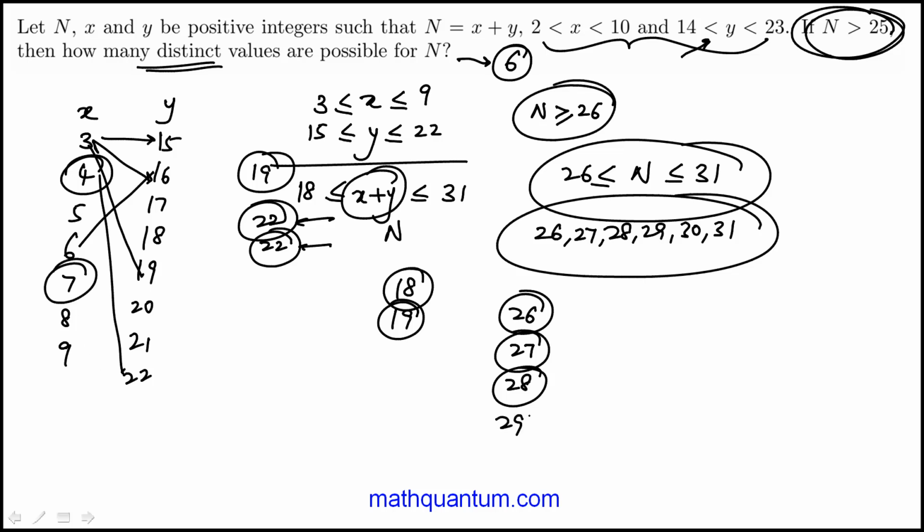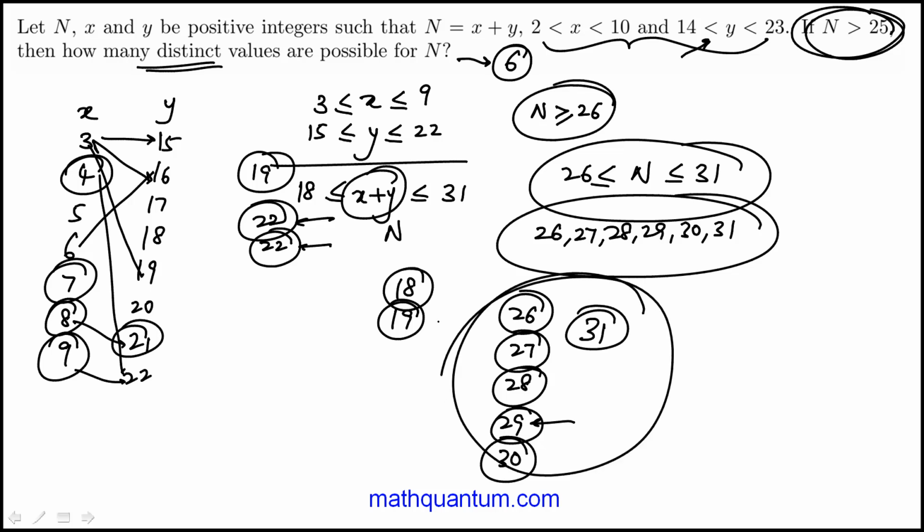7 and 22 gives you 29, and 7 and 21 will just give you 28. And then 8 and 22 gives you 30. 8 and 21, we don't have to worry about it because that's 29, it's already here. And then 9 and 22 gives you 31. So you can take that approach as well.